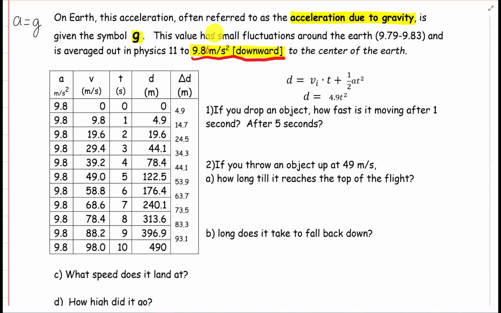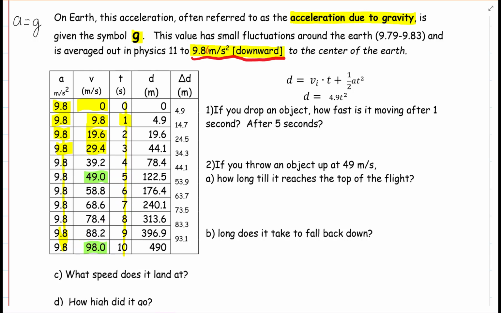So if I drop something, the initial speed is 0. The acceleration for the entire drop is 9.8, and it's always downwards. And as time progresses, what happens? After 1 second, it accelerates to 9.8, and then we add another 9.8, and then another 9.8. So it's going faster and faster. After 5 seconds, it's going 49. After 10 seconds, it's going 98.